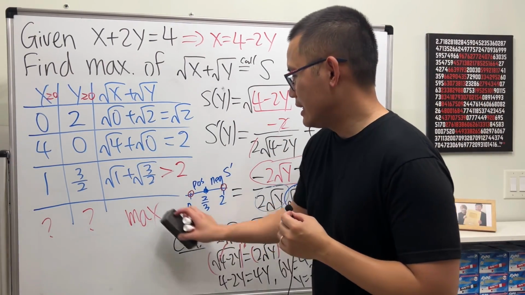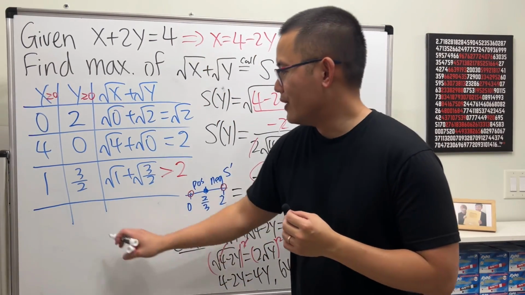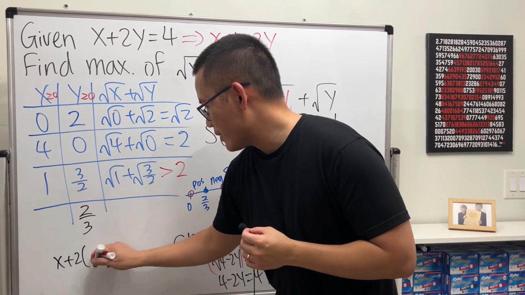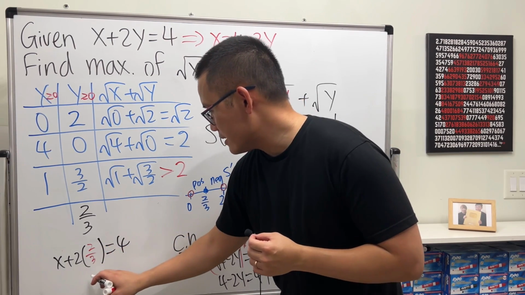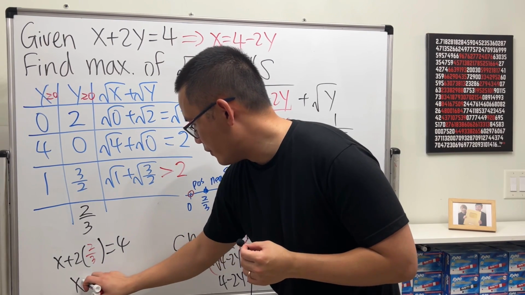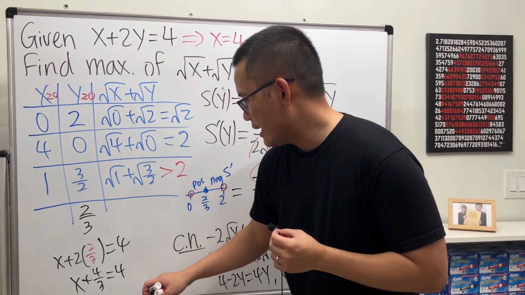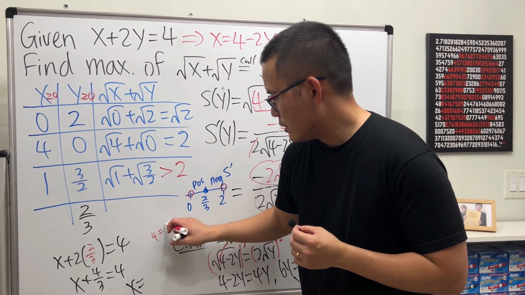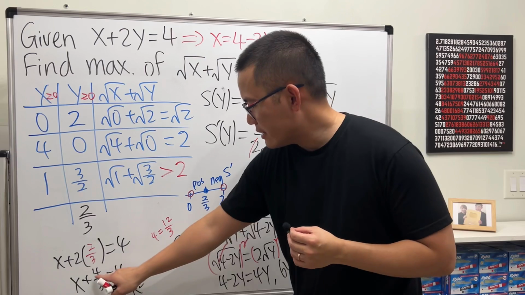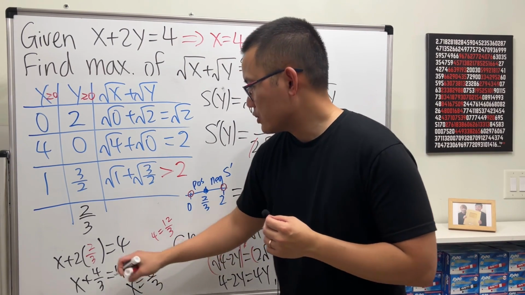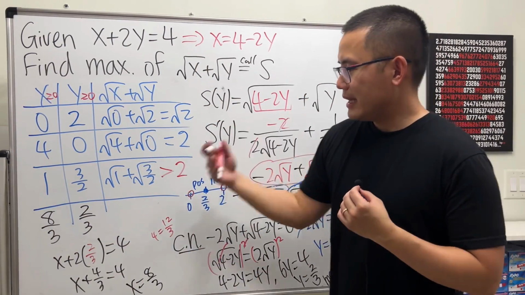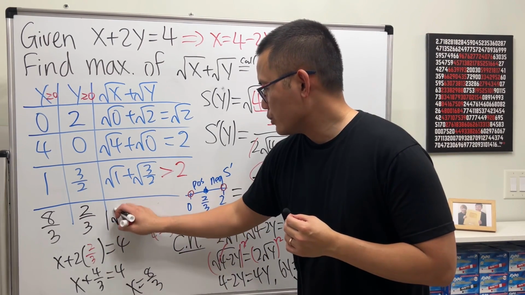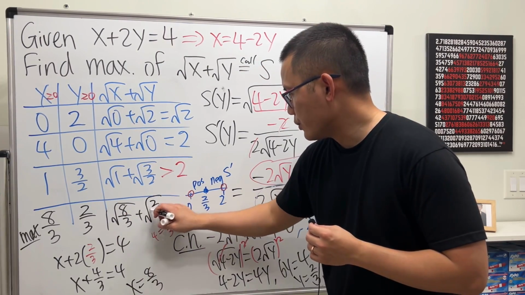So now we can come back here and I can tell you we should have y equals 2 over 3. And if y is equal to 2 over 3, let's just solve for x real quick. So that is x plus 4 over 3 equal to 4, and 4 is the same as 12 over 3. So minus the 4 on both sides, we get 8 over 3. So x is 8 over 3. And that's how we find it. Right? X is that, y is that. And the maximum value will just be square root of 8 over 3 plus square root of 2 over 3.